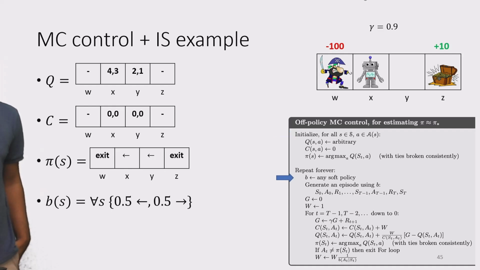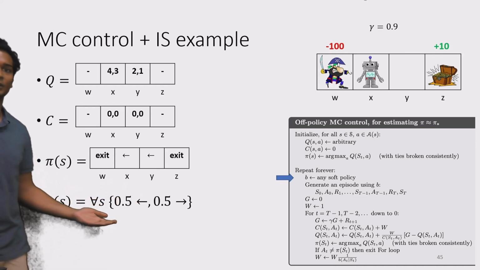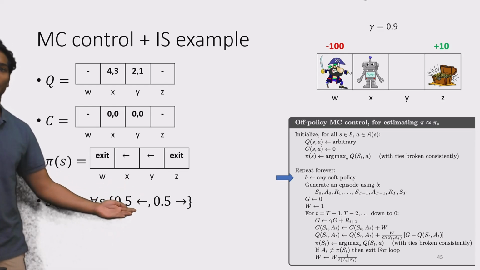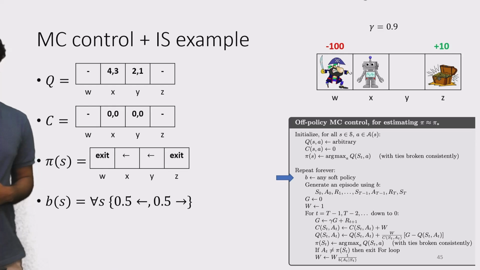So yes, and this is our behavioral policy, which we'll be sampling from, which is a uniform policy giving equal probability to going left or right in each state. Right, but it doesn't have to be. So this is just an arbitrary soft policy. It could be any behavioral policy.